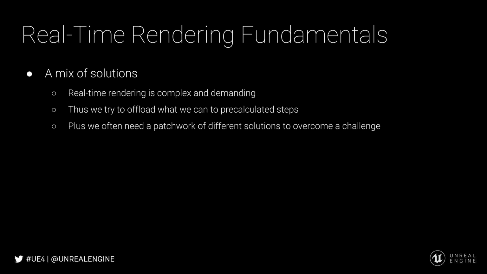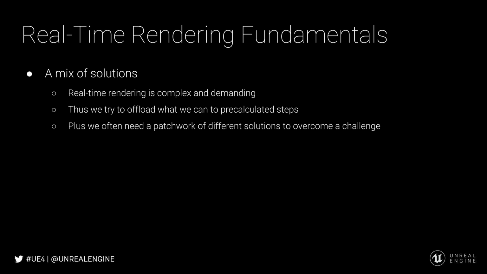So real-time rendering is essentially a very big mix of different solutions. Real-time rendering is really complex and demanding, and because of that we need to use different kinds of solutions mixed together, and we try to offload what we can to pre-calculated steps. So first of all, you should look at real-time rendering as being divided in two groups. Part of it is going to be pre-calculated. Part of it is going to be actually real-time rendered. And often, many things that we do are a patchwork of different solutions duct taped together essentially, because we have such specific challenges to overcome that that's usually the only way forward.